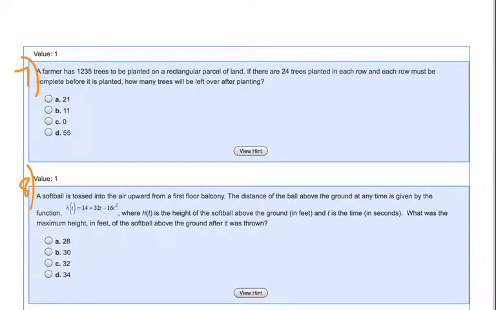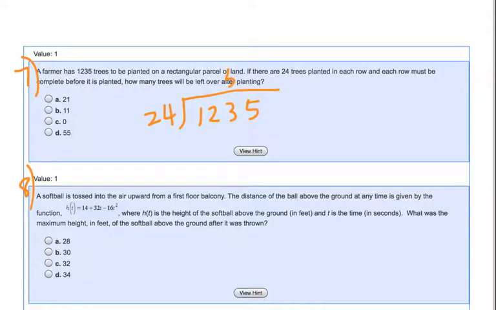A farmer has 1,235 trees to be planted on a rectangular parcel of land. If there are 24 trees planted in each row, and each row must be complete before it's planted, how many trees will be left over after planting? Basically, this is a division.